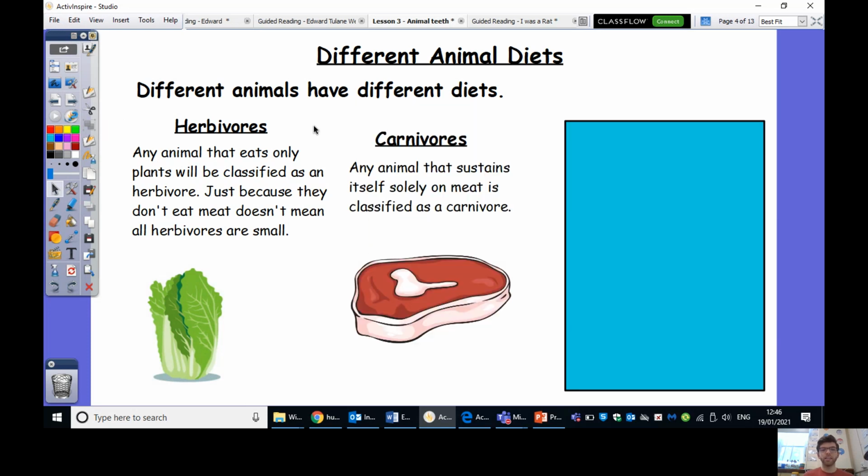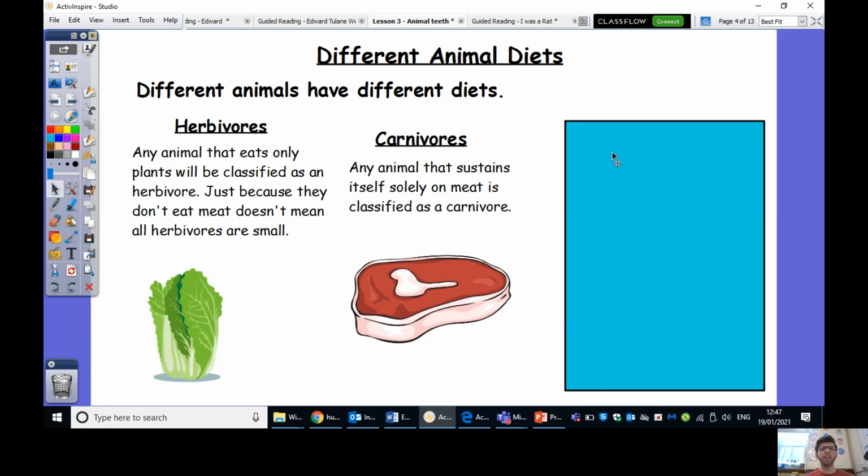Now, the next word, category, carnivores. Repeat it after me. Carnivores. So a carnivore is any animal that eats only meat. You might recognize the word carne if you think of chili. Chili con carne is literally chili with meat. So anything with carne means meat. So any animal that lives on just meat is called a carnivore. Any animal that lives just on plants is a herbivore.